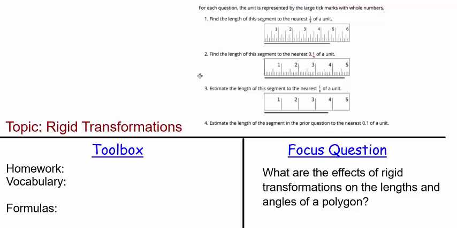Okay, this is Unit 1, Lesson 7, and we're going to be talking about rigid transformations. In our focus question today, what are the effects of rigid transformations on the lengths and angles of a polygon? So when we reflect, translate, or rotate a polygon, what are the effects on the side lengths and the angles? Go ahead and start your warm-up and notes, and you can pause the video while you start that.